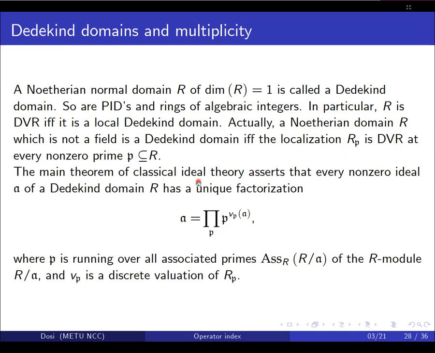Dedekind domains possess very, very nice properties, like every ideal admits a unique factorization over all primes. Look, you take the prime, take the valuation of this ideal at P, and get its power, and you're going to have this sort of unique factorization. So in a Dedekind domain, we have this sort of expansion, unique factorization. This is important for us.